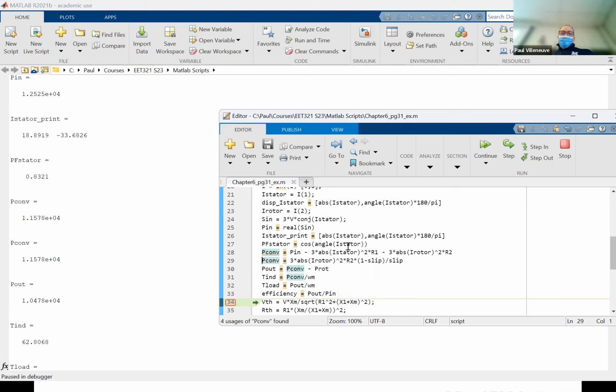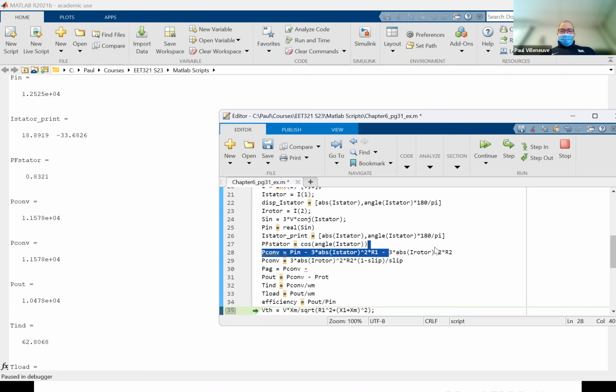So remember I said, let's do the brute force method, which is the actual approach, or you can do the other approach, which is just doing the comparison. This is R2 times (1 minus slip) over slip, and we get the same result. So my air gap power is equal to my converted power minus my rotor copper losses. Do I calculate rotor copper losses? No, my rotor copper losses are right here. So I will copy that over. So 3 times the absolute value of I rotor.